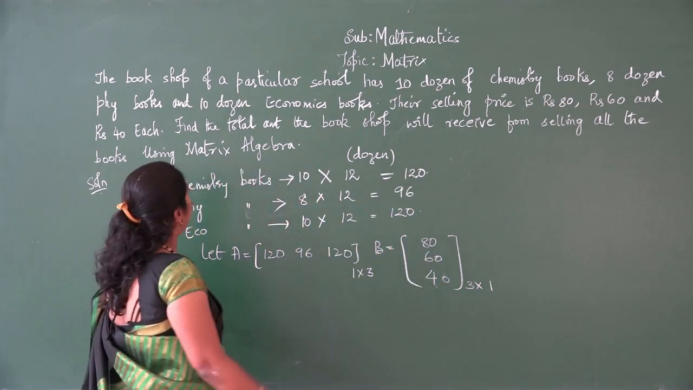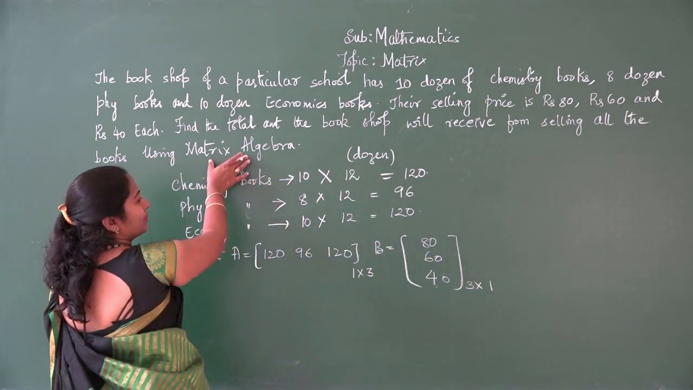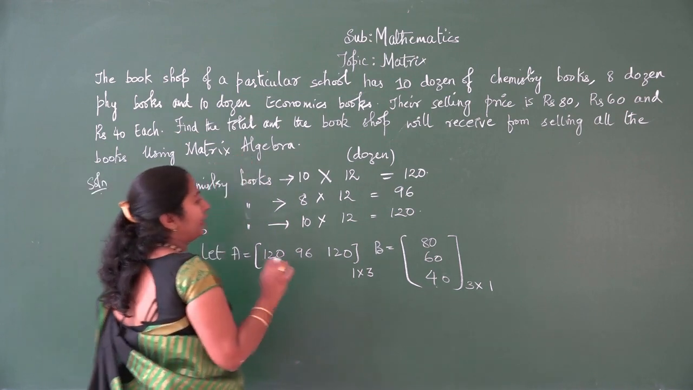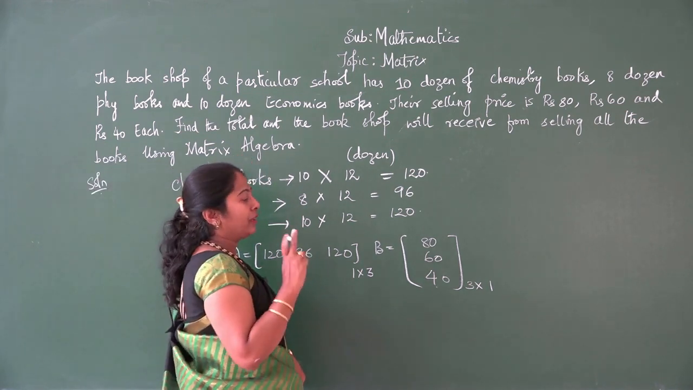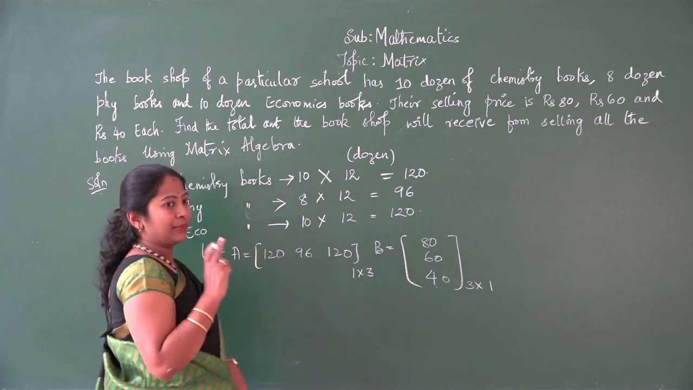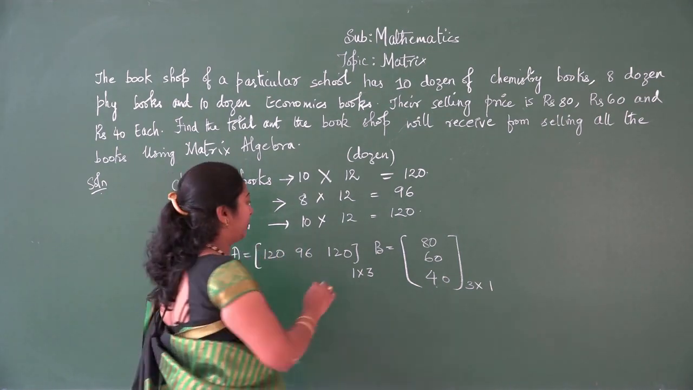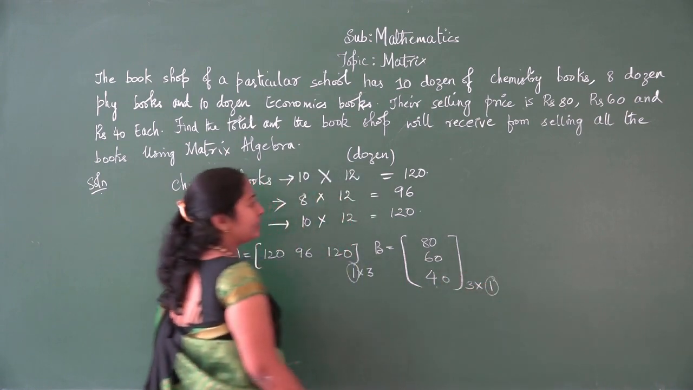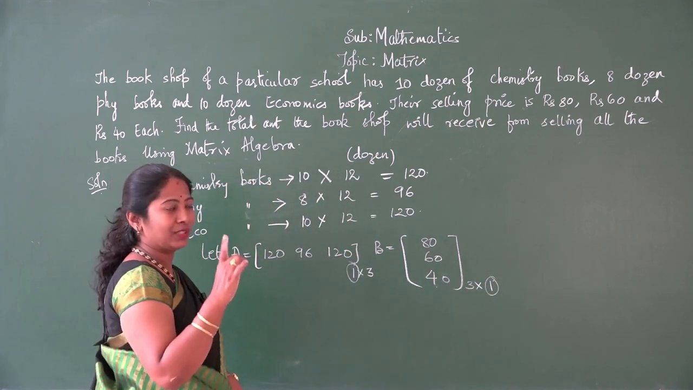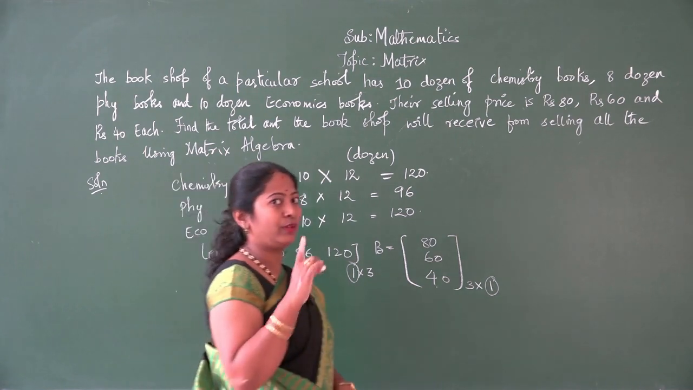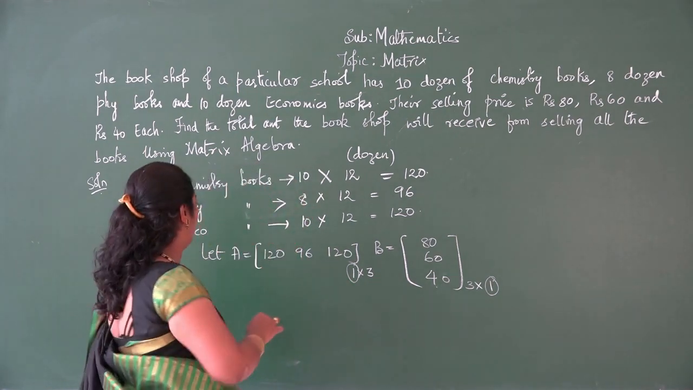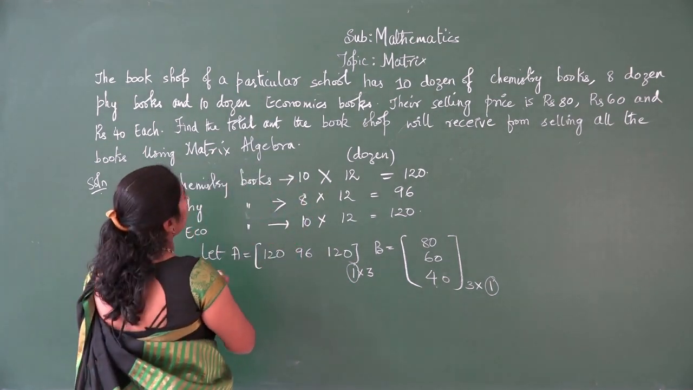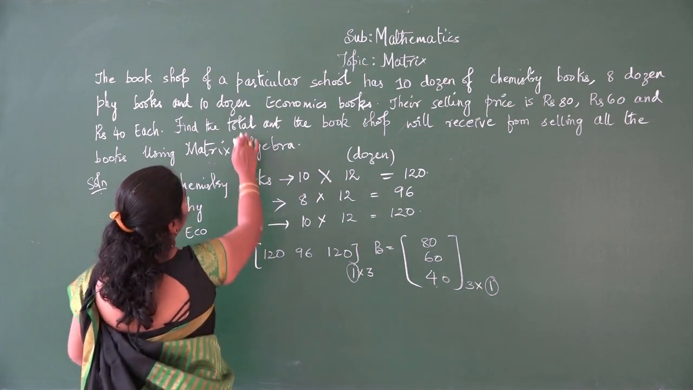The question itself states that we are supposed to solve this by matrix algebra. Matrix multiplication states that the columns of the first matrix must be equal to the rows of the second matrix. So the resultant answer must be a 1 cross 1 matrix, which means it has to be 1 row and 1 column.